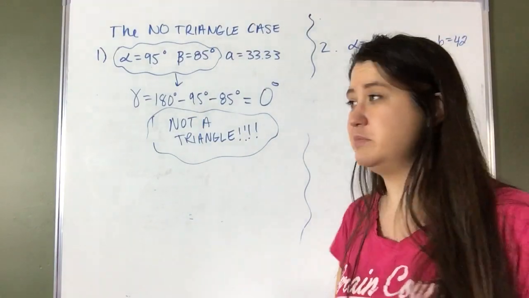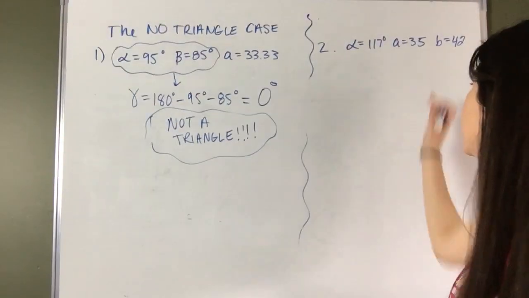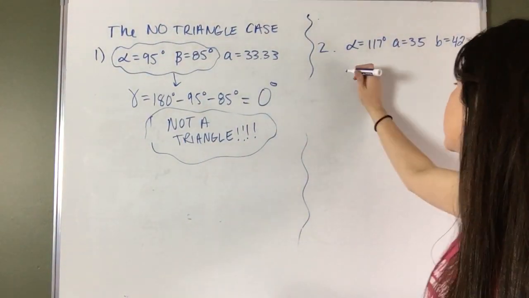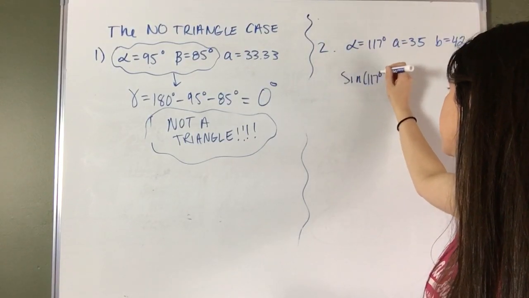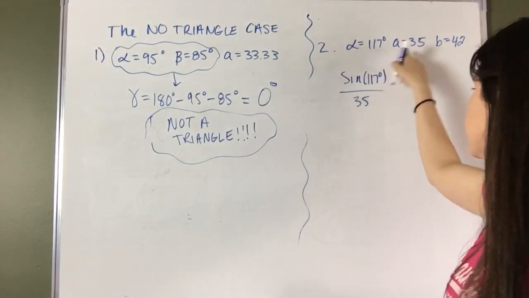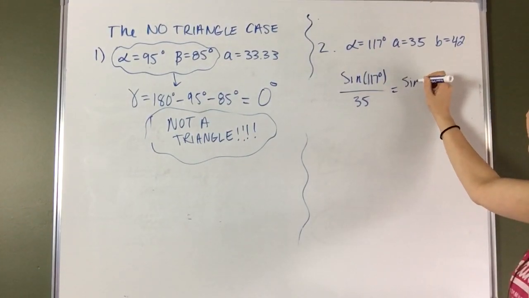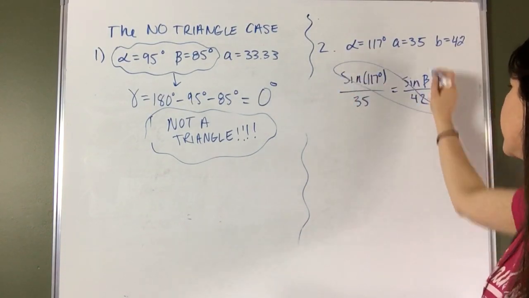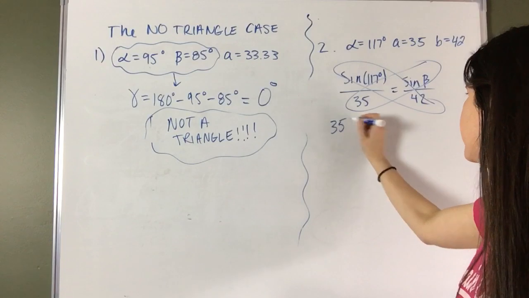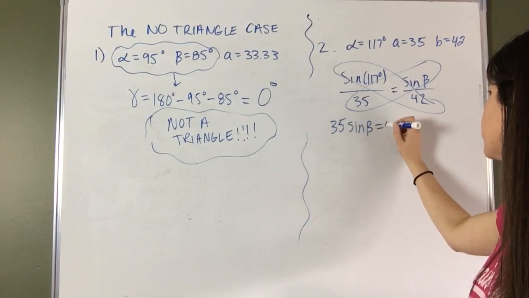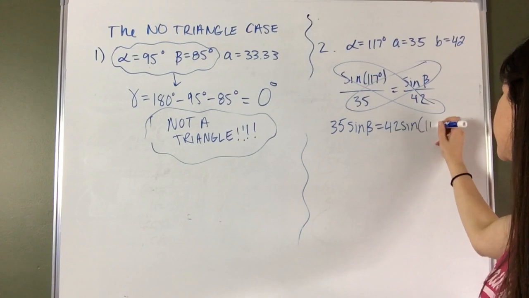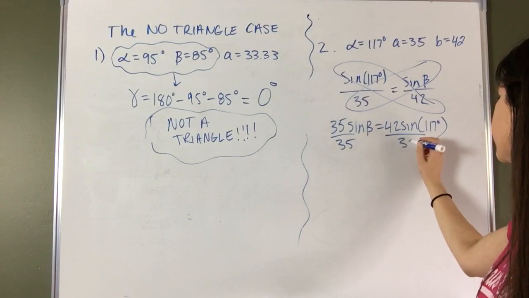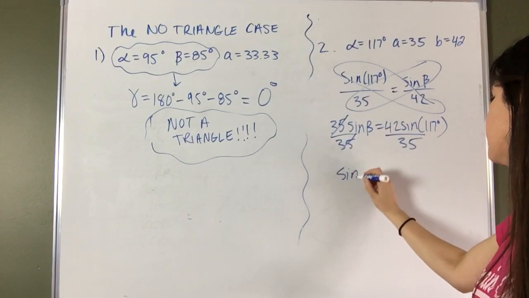If that was hard to follow, or maybe if you're not thinking that in depth when you look at something, let's see what happens if we try to solve it with our typical law of sines method. We would say sine of 117 degrees divided by 35, because those go together, equals sine of beta divided by 42. Then you cross multiply, so 35 sine of beta equals 42 sine of 117. We divide both sides by 35, so sine beta equals this.